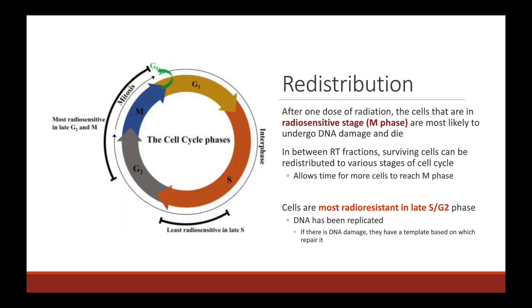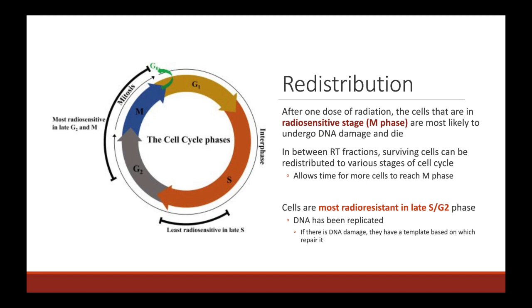The third R is redistribution. So we already talked about why cells are more sensitive to radiation during the mitotic phase, and they're more resistant to radiation during late S and G2 phase. Well, you can't expect that a particular cancer at any given time is going to have all the cells inside of it being in mitotic phase, right?